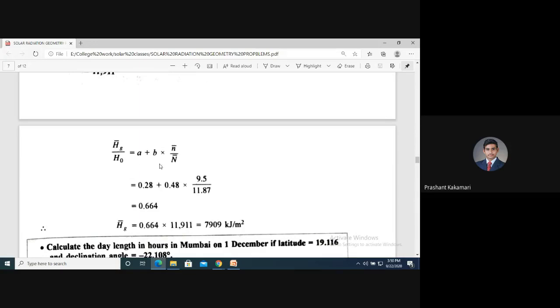So constant A is 0.28, constant B value is 0.48, S value is 9.5, S max bar or the day length is 11.87 hours. So this hour will get cancelled here, 9.5 by 11.87, and we are getting around 0.668 as the other side constant into H naught bar you have to take. So that H naught bar we have taken 11,911 watt per meter square for the given month, and your answer will be around 7,909 watt per meter square. So that unit you need to change. This unit, whatever they have shown, this you have to change.